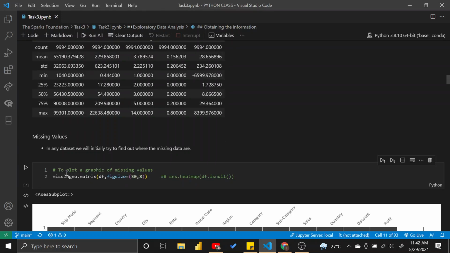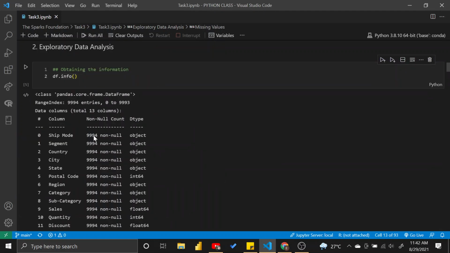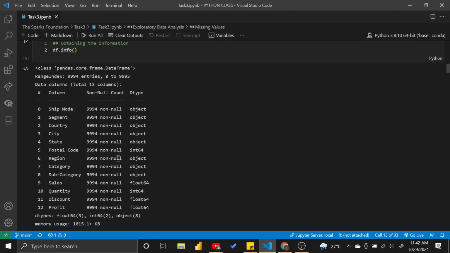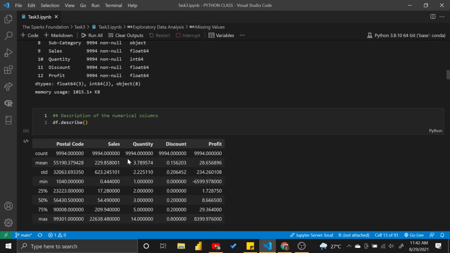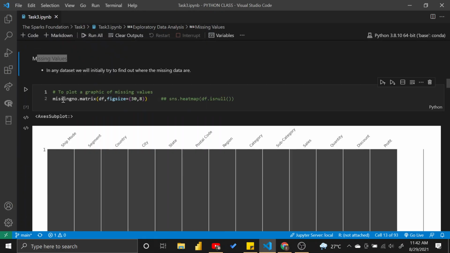Okay, now we go into an important step, which is checking the missing values. Now this should be performed in every EDA. Now in our data set, since using the .info, we understood that there are no missing values. But then again, rather than looking at something that's written, a picture makes much more sense. So let's visualize that using the missingno library.